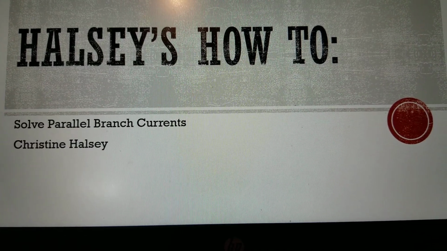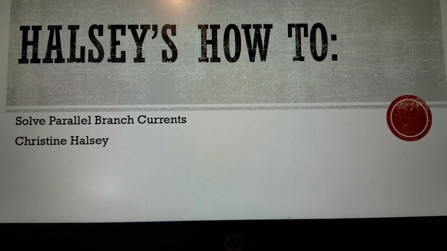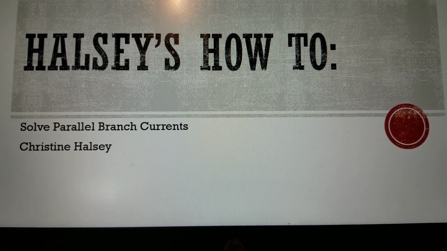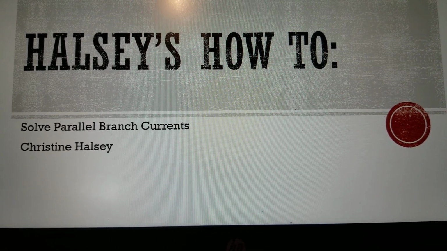Hello, Christine Halsey here, and today we're going to look at solving parallel branch currents. This is Lab 2 in the parallel circuits.